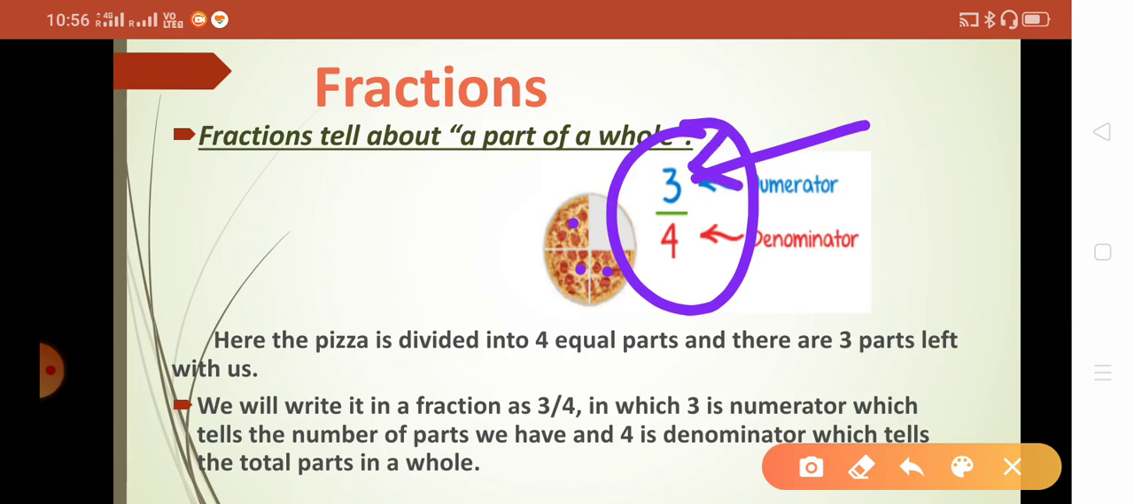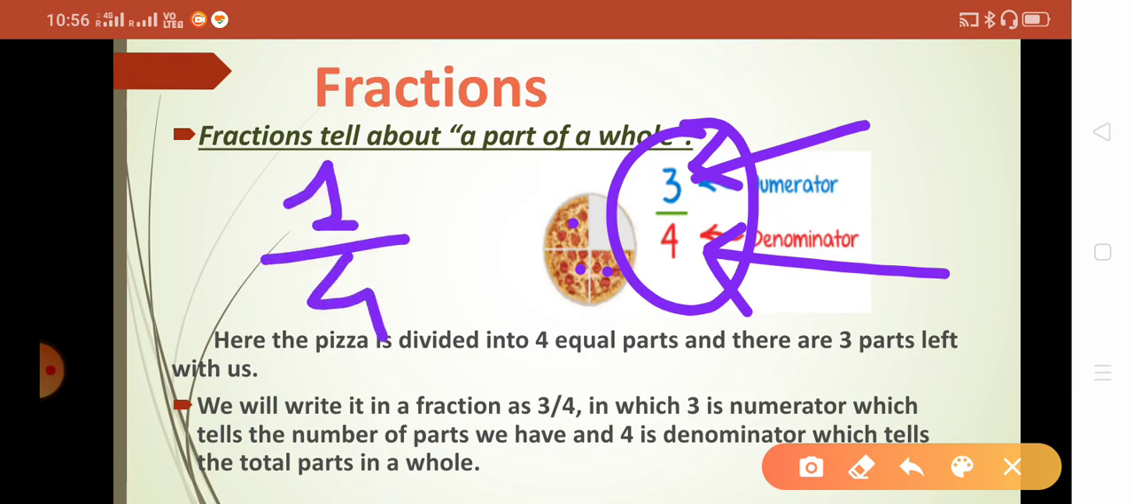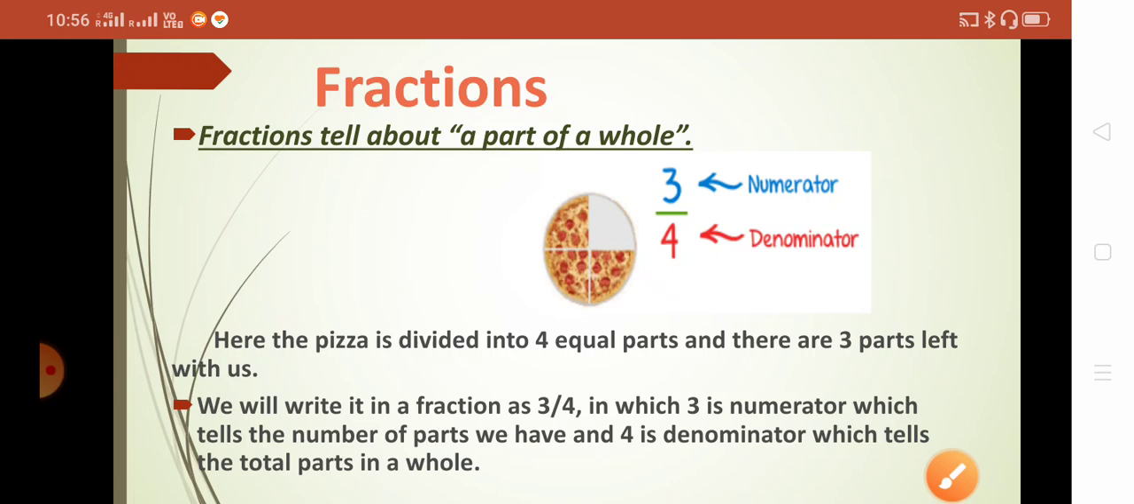Here 3 is the left out part and 4 is the complete pizza. So a total of 4 parts are there. Out of that, how many parts are we left with? 3 parts. And if you are asked how many parts you have eaten, we will write it as 1 by 4. So this is the fraction. We will write the fraction like this, 3 by 4.